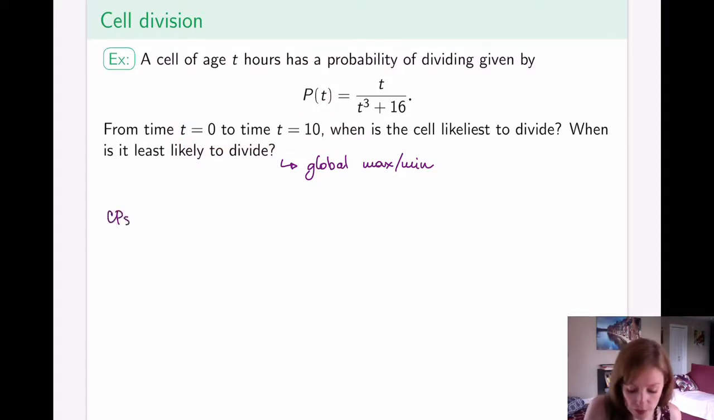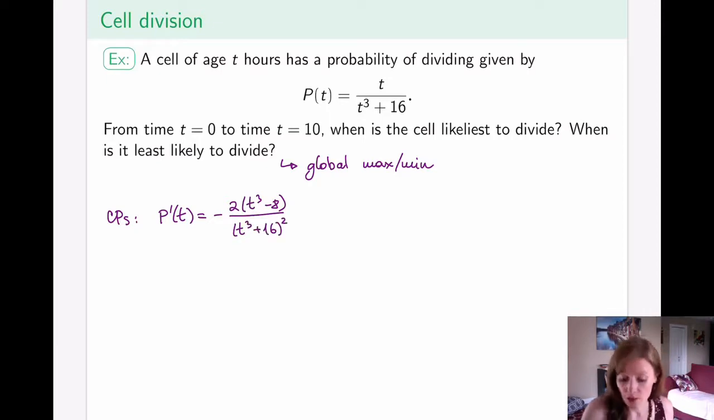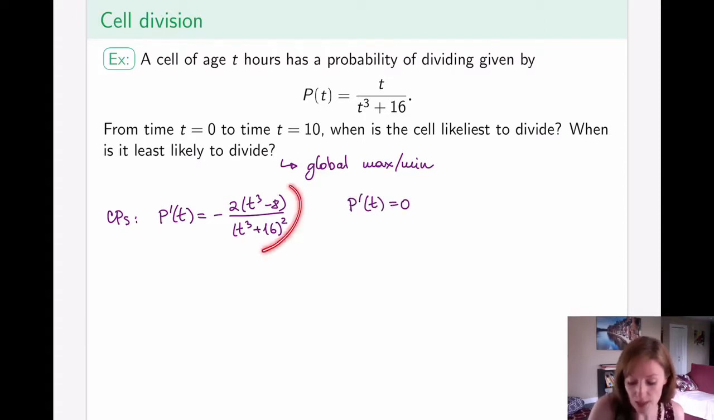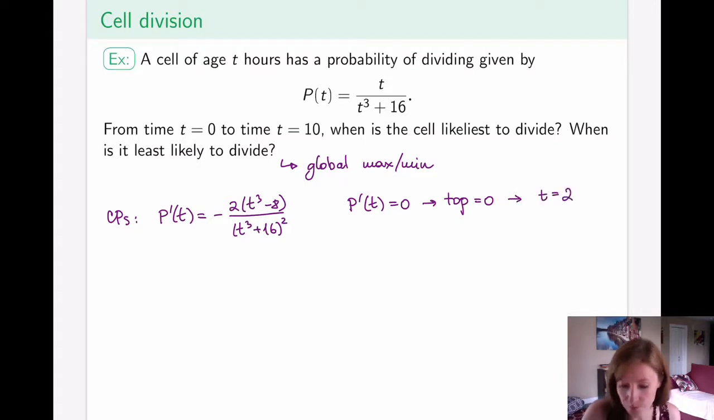So in order to find critical points, remember we have to take a derivative, see where it's equal to 0, and see where it does not exist. So the derivative here turns out to be minus 2t cubed minus 8 all over t cubed plus 16 squared. I'm looking for where this is 0. And again, it's one nice compact fraction, which means that it's 0 when the top is 0, which in this case then turns out to be t equals 2.